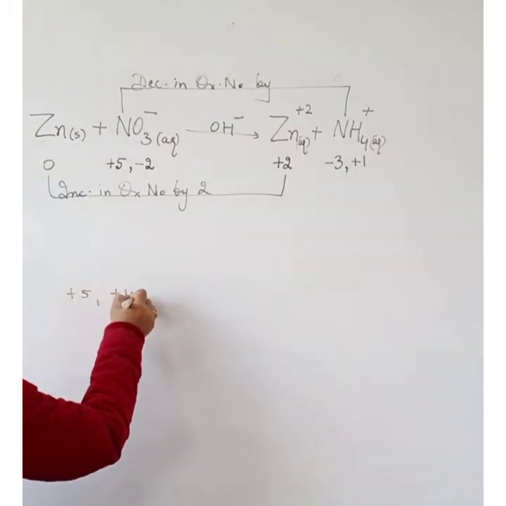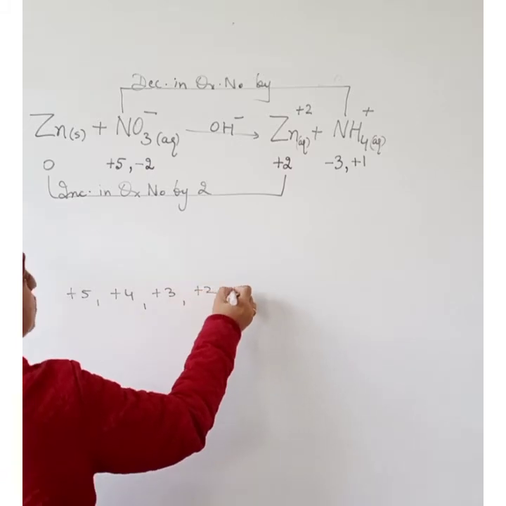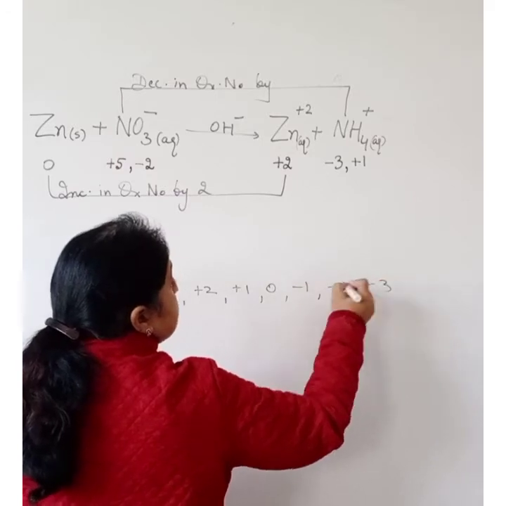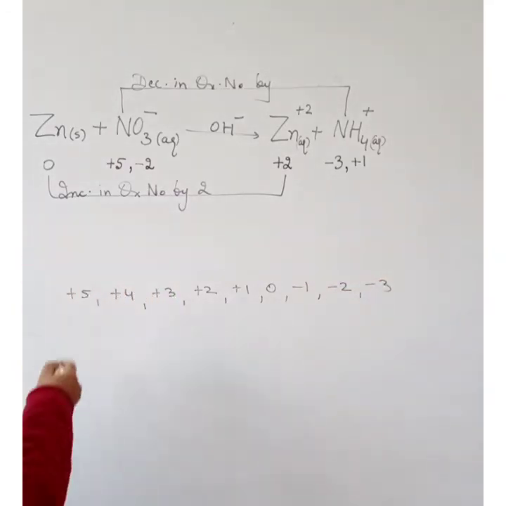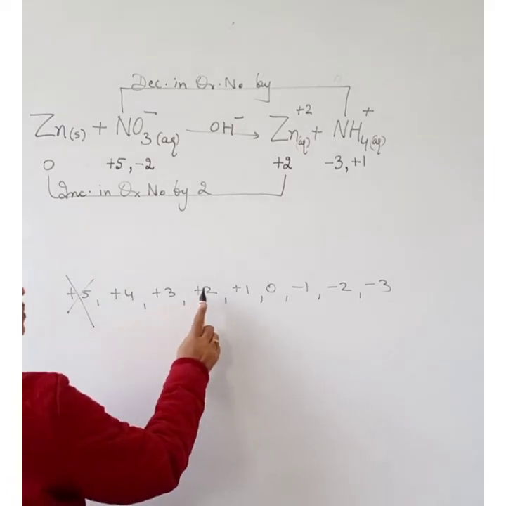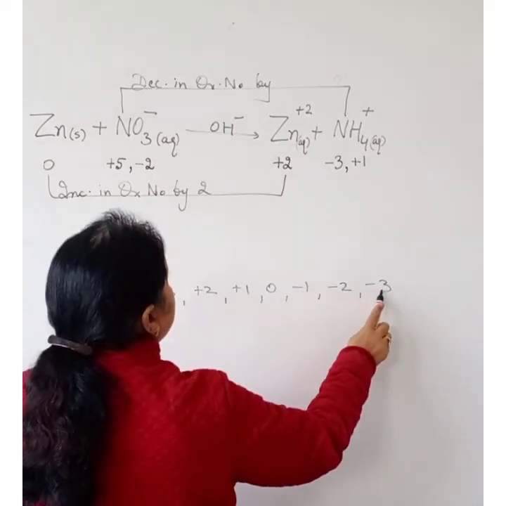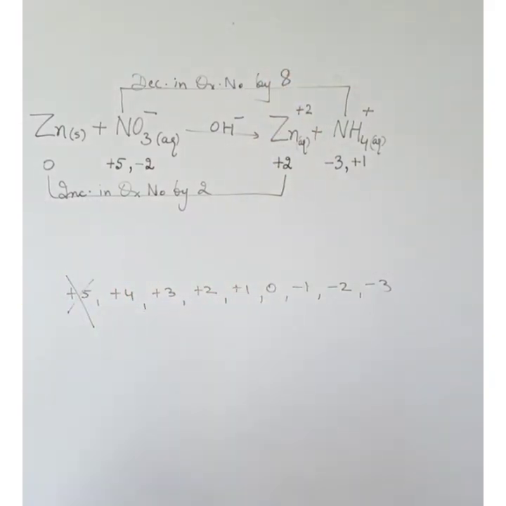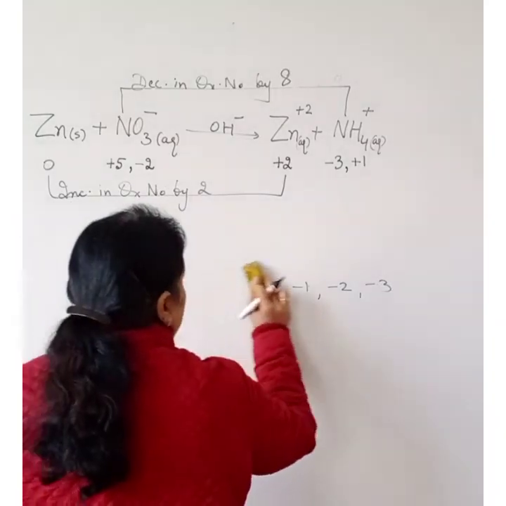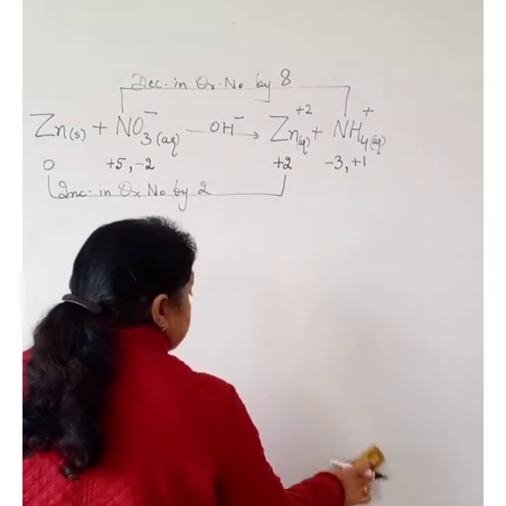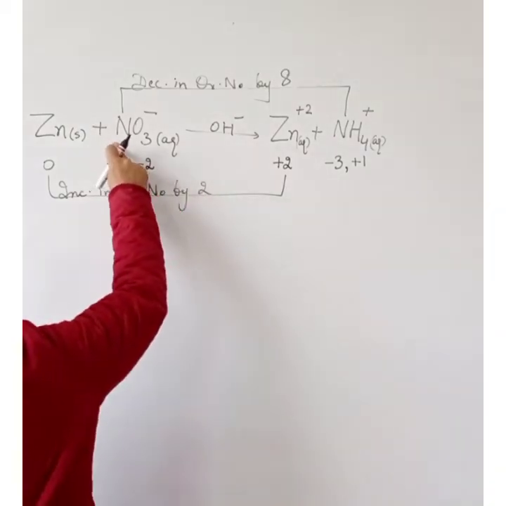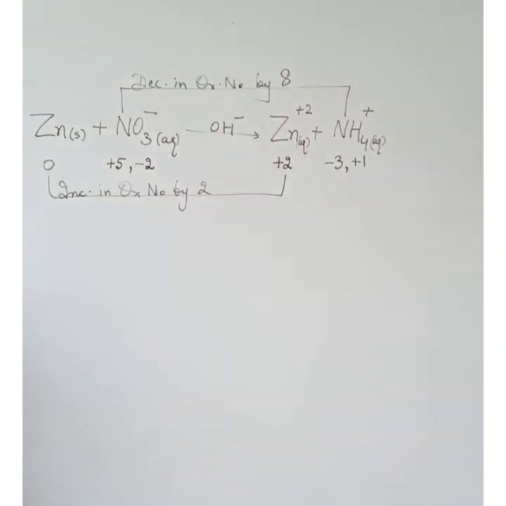Plus 5, plus 4, plus 3, plus 2, plus 1, 0, minus 1, minus 2, minus 3. These are the values. Plus 5, I am cancelling any 1. 1, 2, 3, 4, 5, 6, 7, 8. It is decrease in oxidation number by 8. Now find out whether the change is there per atom or not. 1 zinc, 1 zinc. 1 nitrogen, 1 nitrogen. That means we have calculated the oxidation number per atom.